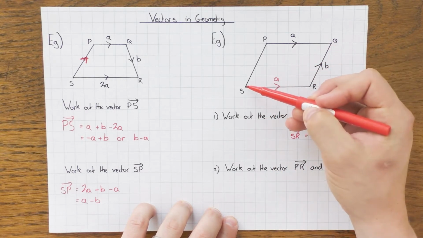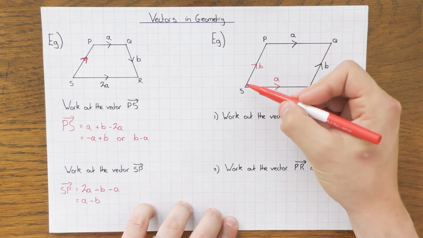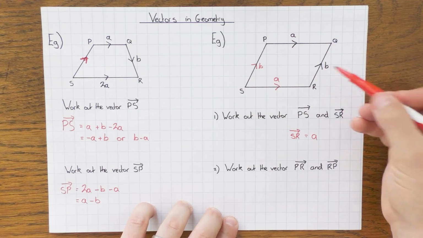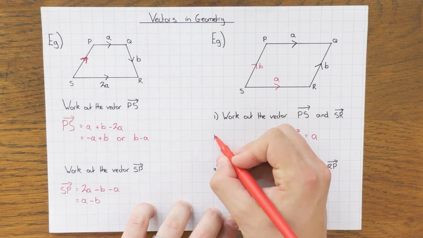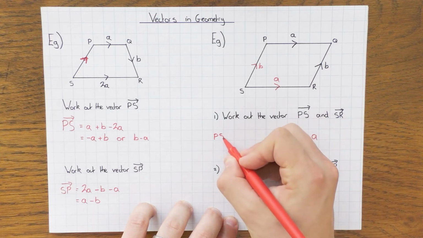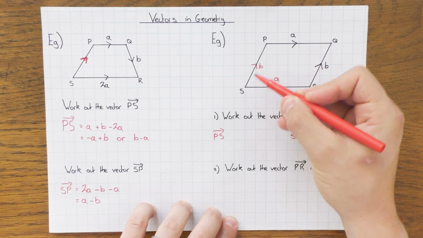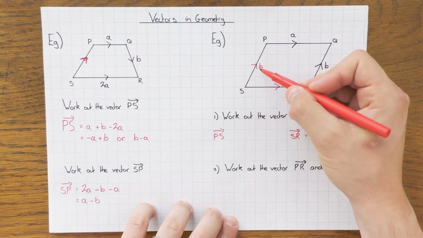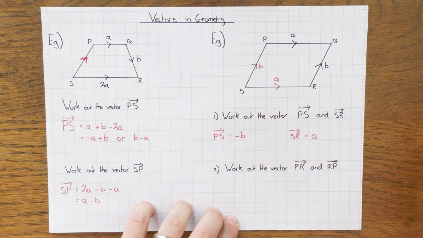This line here is going to be parallel to this line here, so I can do the same thing and say that that's B going in that direction, same as that. Slight difference here though is that we're asked what P to S is, so P going towards S, so it's going in the opposite direction of this B. So all I do is I change the sign, say it's minus b, and we're done.